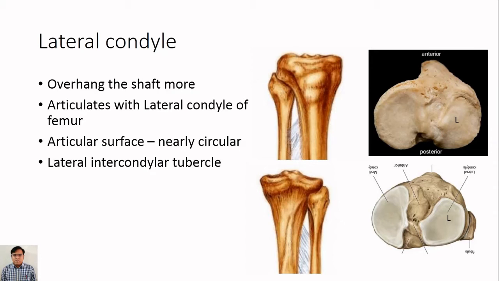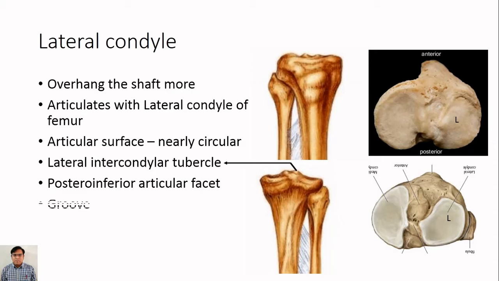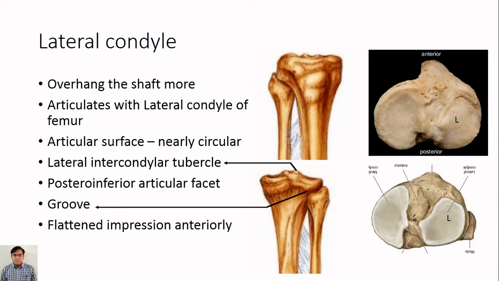Lateral intercondylar tubercle, same as that of medial condyle. There is a lateral intercondylar tubercle. Then the postero-inferior articular facet for articulation with fibula. Then a groove is present on posterior side, this one. Now flattened impression anteriorly. In upper photograph you can see this red circle, this blue circle is flattened impression.